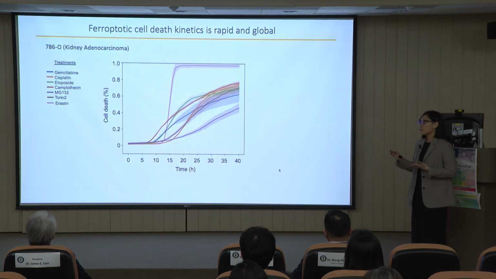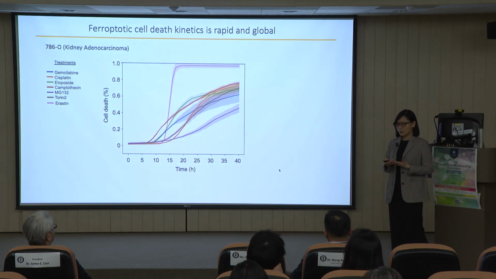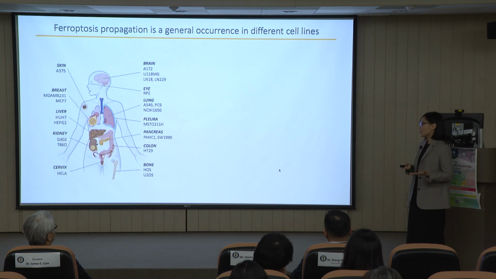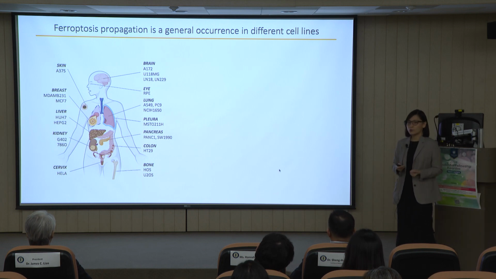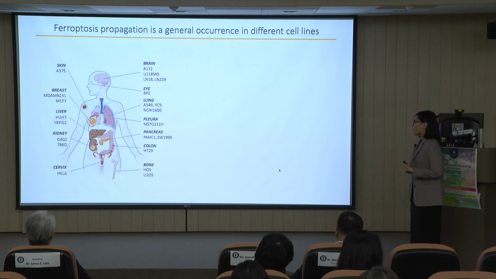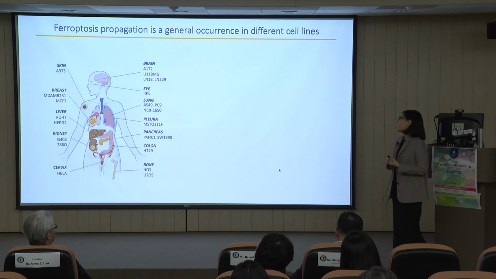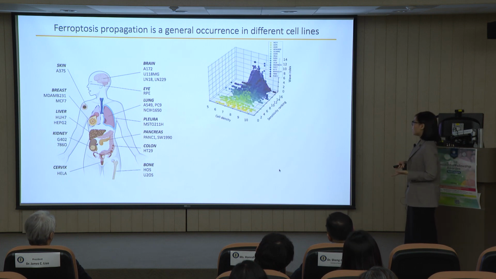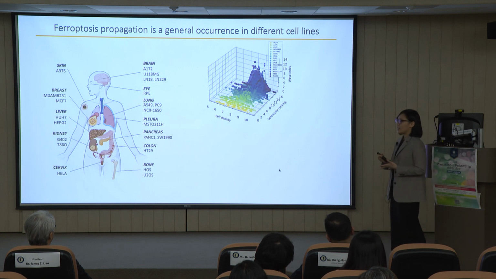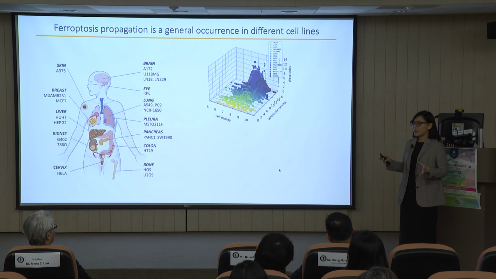So with the goal of using ferroptosis for cancer therapy, we tested more than 20 different cell lines of 12 different tissues of origin and found that all of them could exhibit ferroptosis waves, which is very encouraging. However, there are also challenges here. When we quantitatively analyze the wave propagation behavior in different cell lines, we found that there is a great variation in the tendency of the cell population to undergo population-wide cell death.